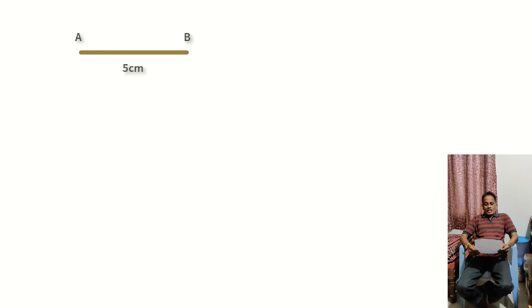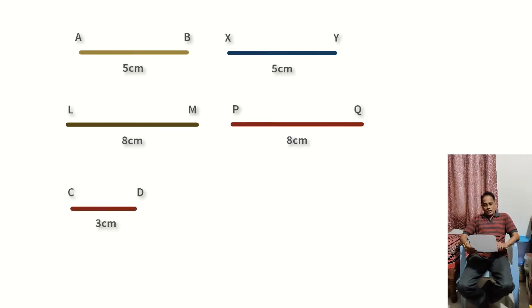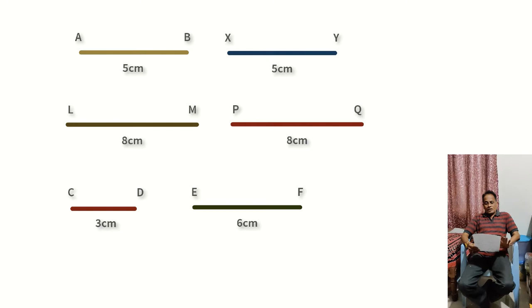For example, we shall consider a pair of line segments. I will put out some of the figures: line segment AB, line segment XY, line segment LM, line segment PQ, line segment CD, line segment EF. Now let us see the measures of these line segments. AB and XY measure 5 cm each. Similarly, LM and PQ measure 8 centimeters each, whereas CD and EF measure 3 centimeters and 6 centimeters.